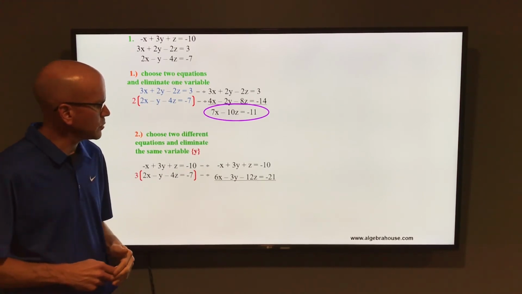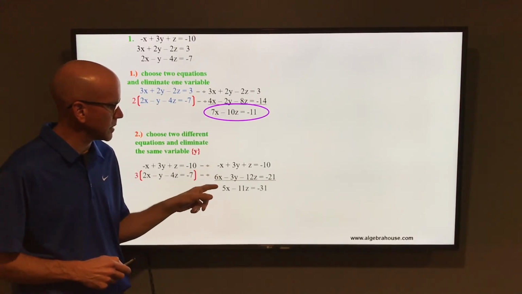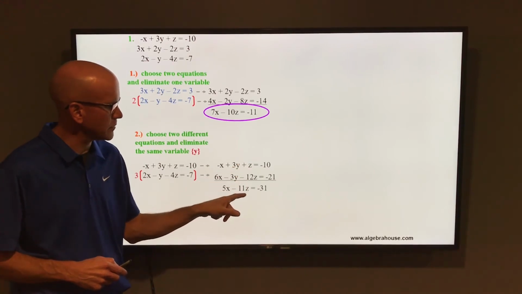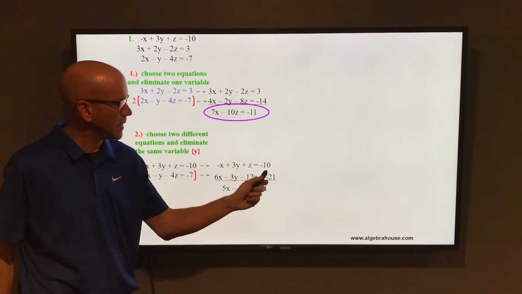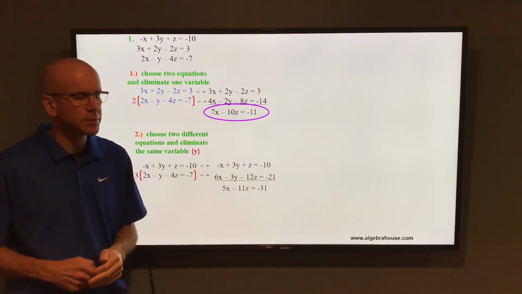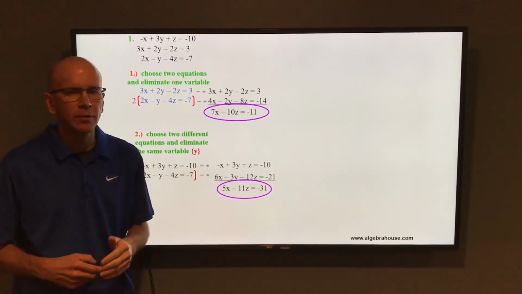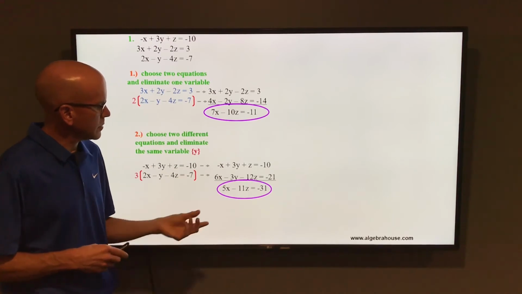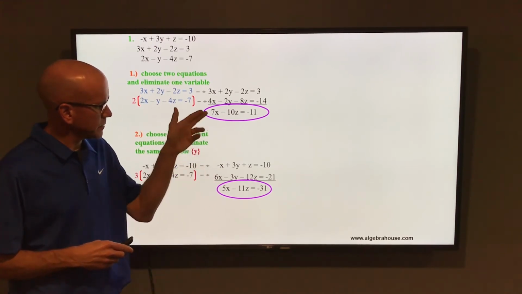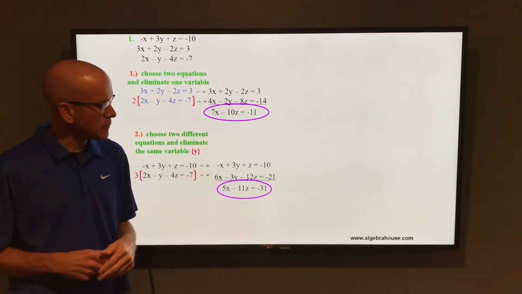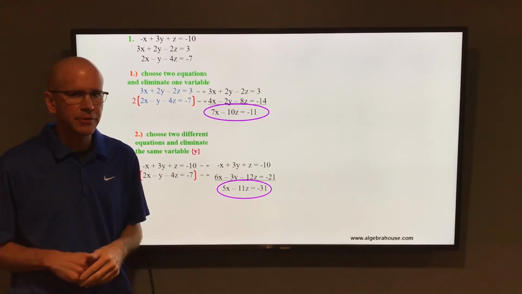If you add those two equations together, negative x plus 6x is 5x, z and negative 12z is negative 11z, and negative 10 and negative 21 would be negative 31. So you can see now I have two equations in two variables, and we've done this before. I'm going to solve those two equations for one of the variables, most likely by the elimination method.